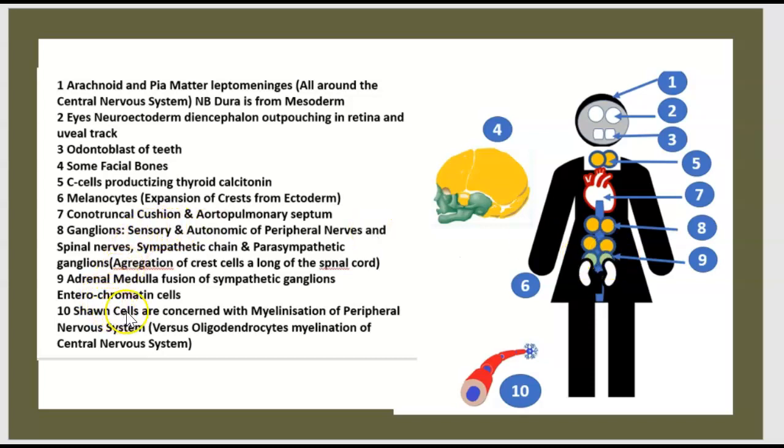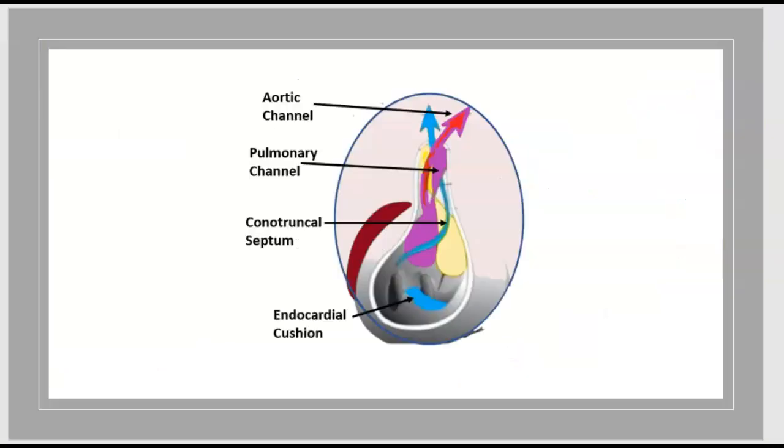Number 10, Schwann cells are concerned with myelination of the peripheral nervous system, versus oligodendrocytes myelinating the central nervous system. Endocardial cushion is the aortic channel, the pulmonary channel, and the conotruncal septum.